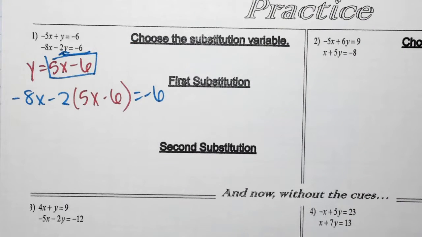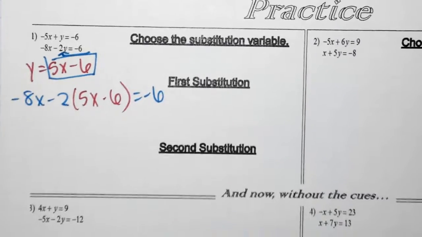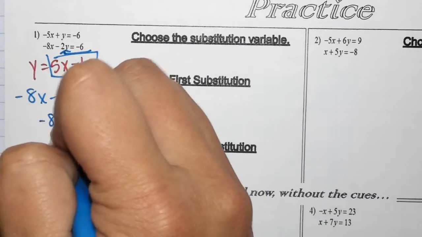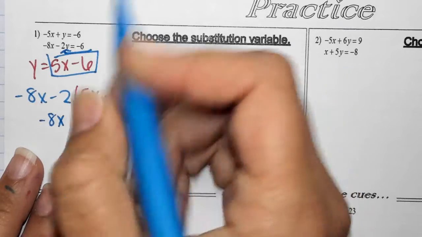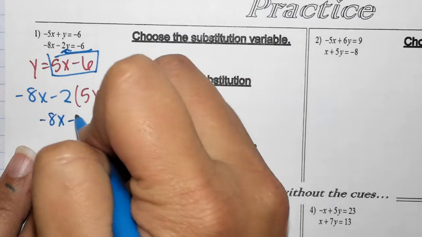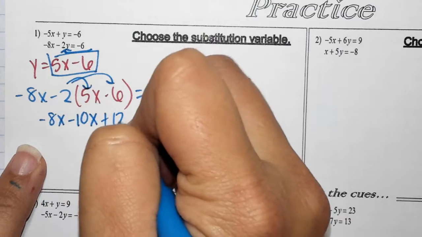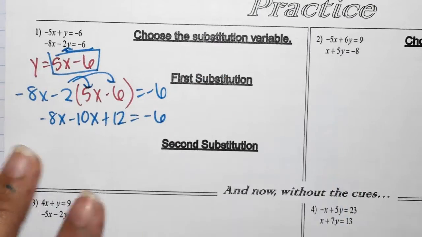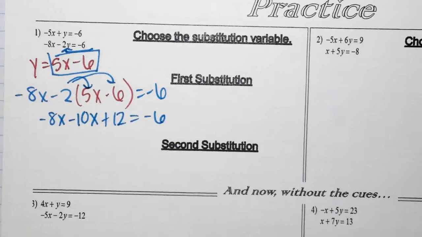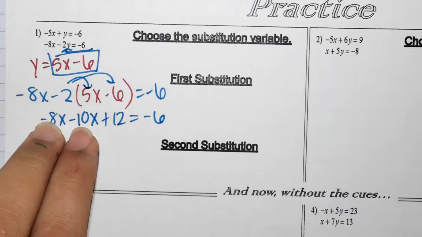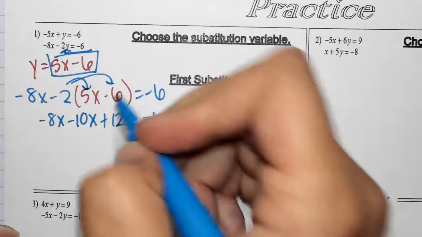All right, how did we get rid of our parentheses? You distribute. All right, and what's negative 2 times 5x? Okay. Why is it plus 12? A negative times a negative is a positive. Awesome. All right, from here, did we combine like terms?